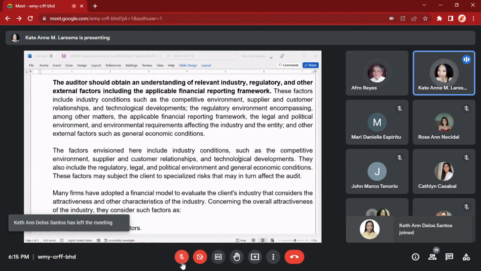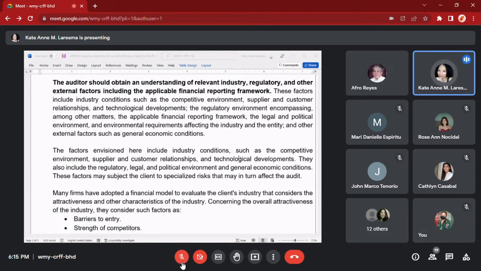Yun nga po, para inulit lang. So, sabi po dito, lahat nga daw po ng factors na ito ay subject si client sa mga specialized risks na pwedeng maka-apekto sa audit.